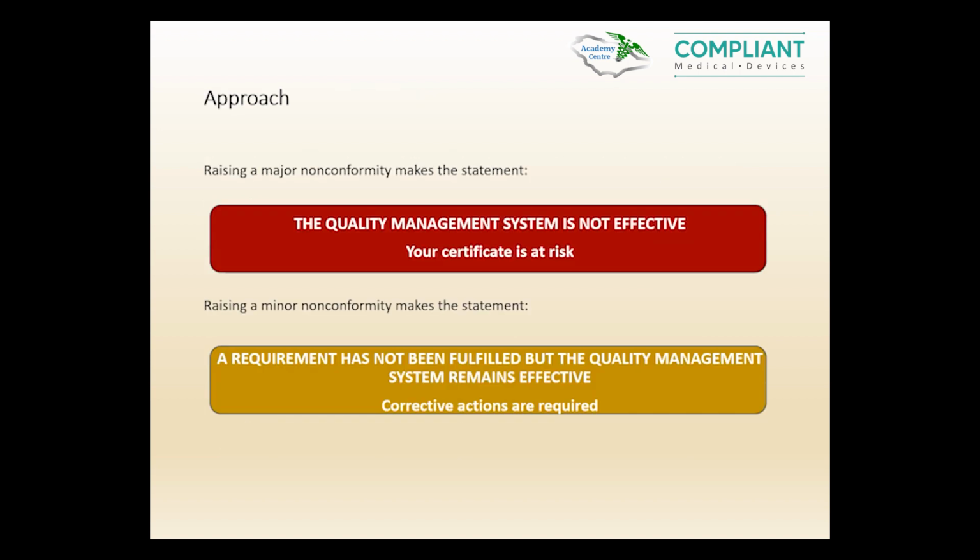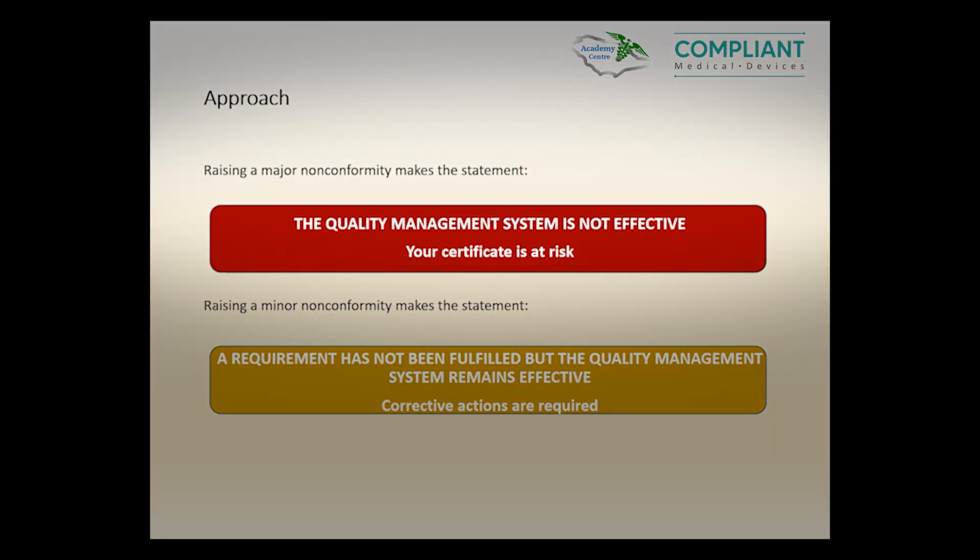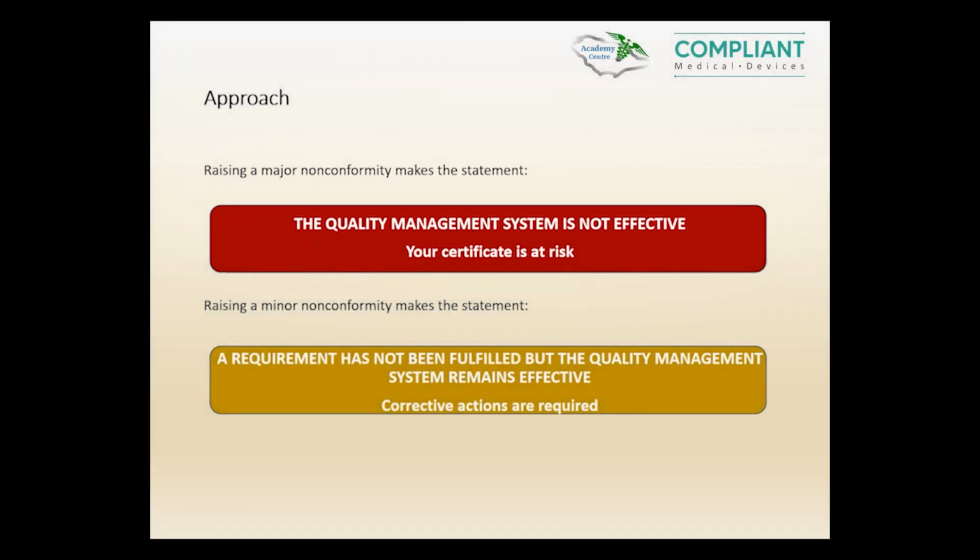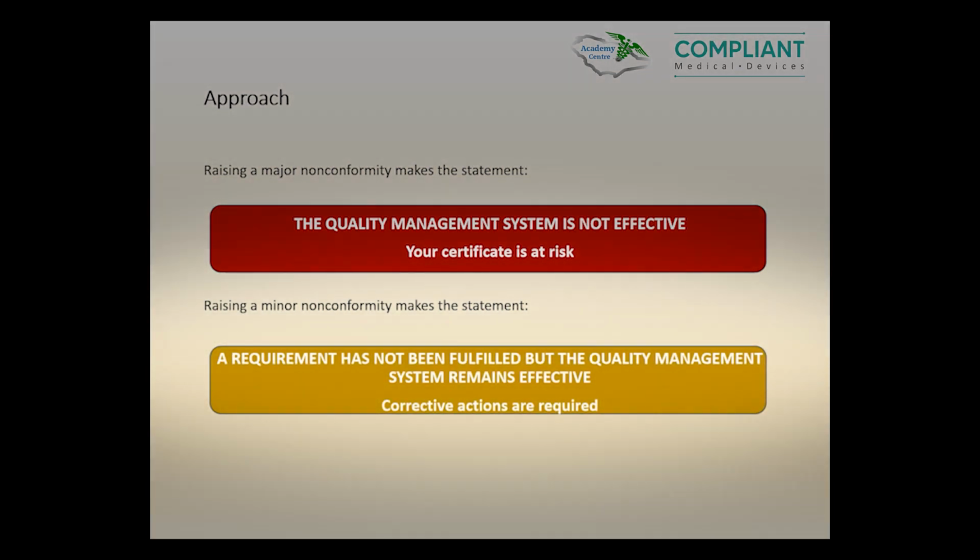When we raise a major nonconformity, it's like saying the QMS is not effective and your certification is at risk, while a minor nonconformity means a requirement is not fulfilled, but the quality management system is still effective.